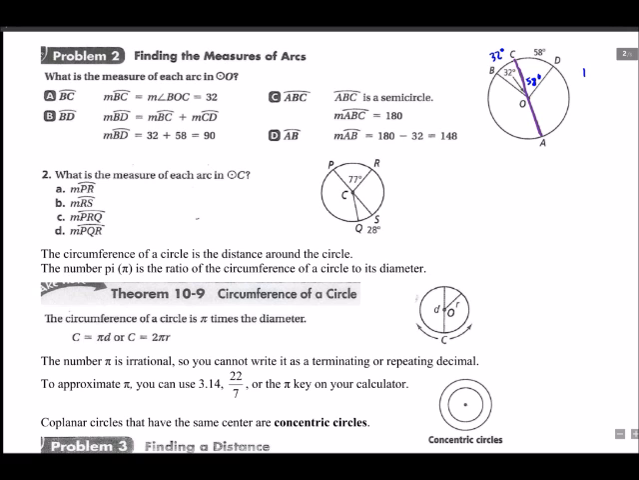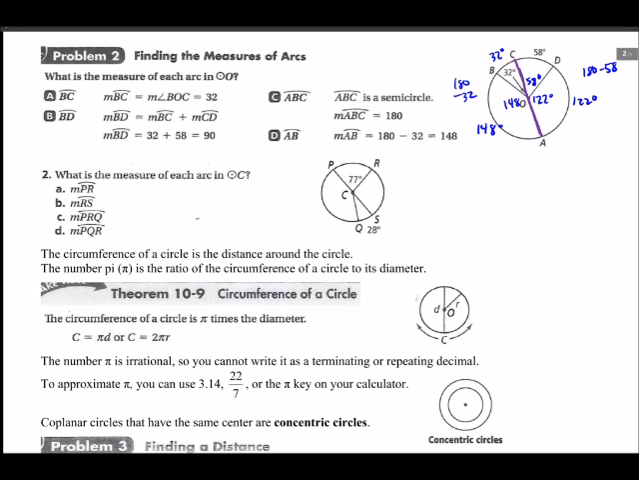So I can do 180 minus 58. And this angle right here is 122 degrees, which means this arc is 122 degrees. And then this side over here, 180 minus 32. So this angle right here is 148 degrees, so this arc measures 148 degrees.